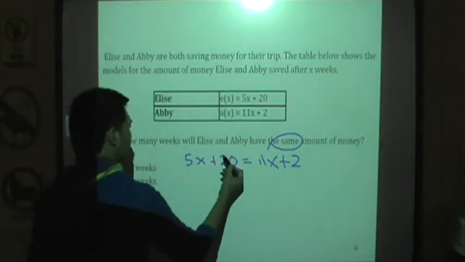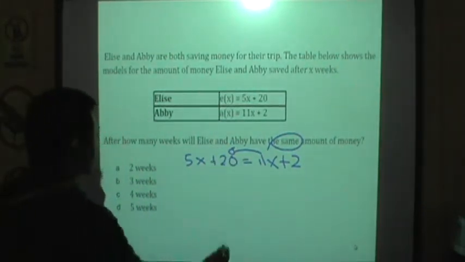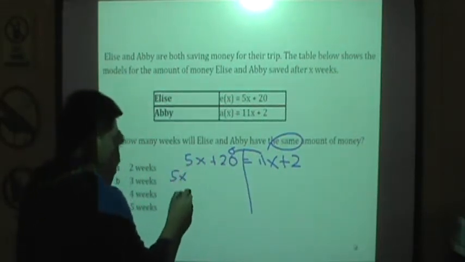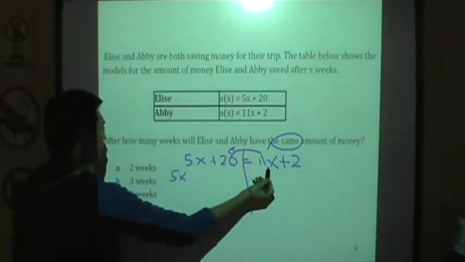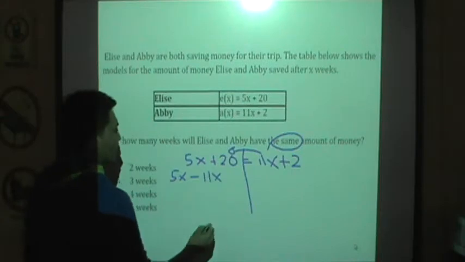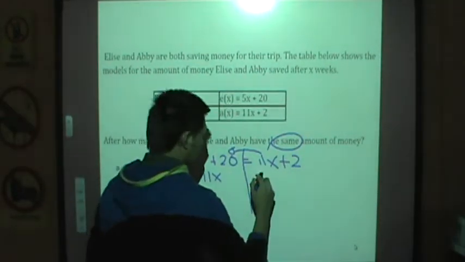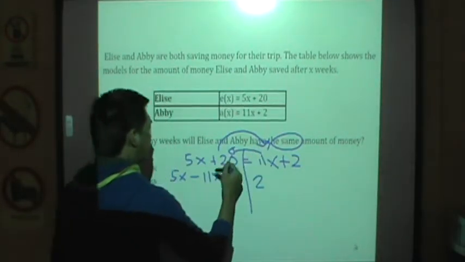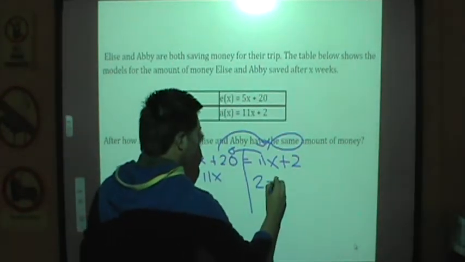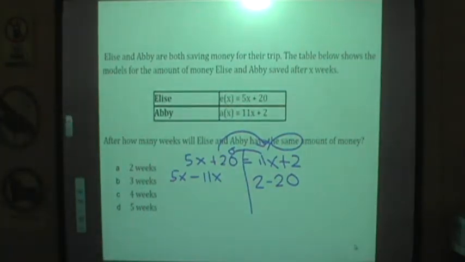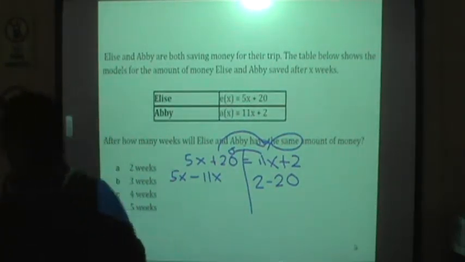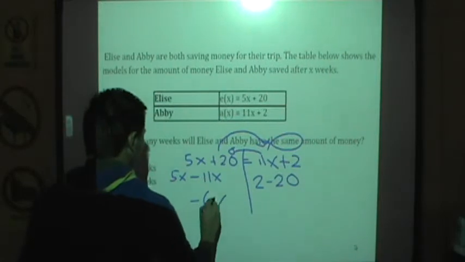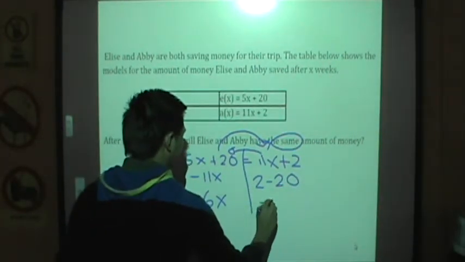Now, if I move my 11x over, because we learned that, for here we have to draw a line. For an equation like this, we keep the 5x on the left side, and that 11x, move it over, and that becomes negative 11x. And then on the other side will be the constants 2, and the plus 20, we have to move it over, and plus over the equal sign becomes minus 20. So 5 minus 11 is negative 6x, and then 2 minus 20 is negative 18.